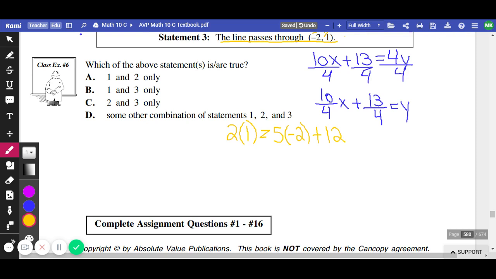If that line actually has that point, then both sides of the equal sign will equal each other. 2 times 1 is 2 equals. I put 5 times -2 in my calculator plus 12, it equals 2. Both sides equal each other. That means that is a point on my line. Statement 3 is true. That means 2 and 3 are true. My answer is C. 2 and 3 are true.